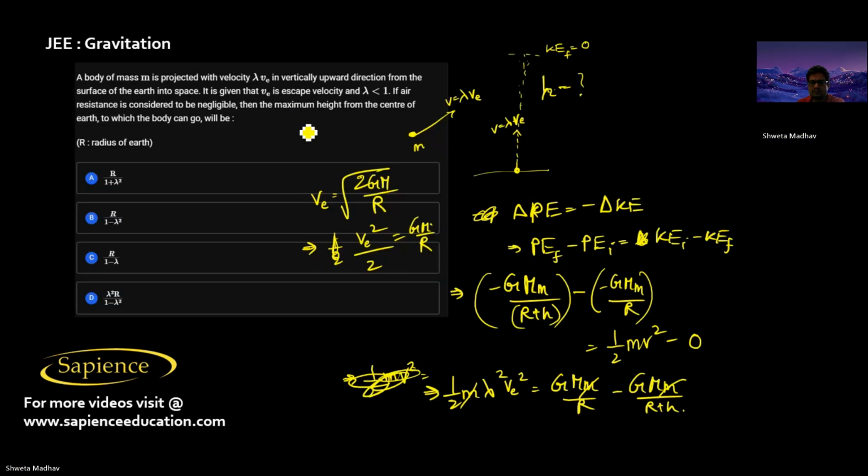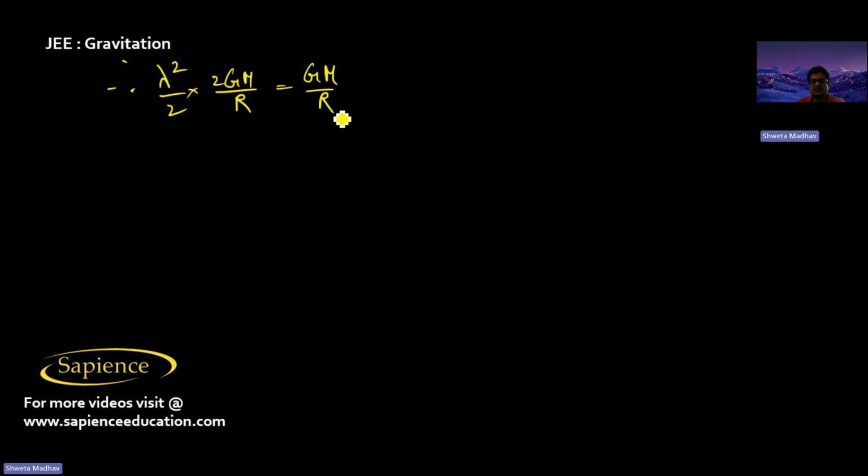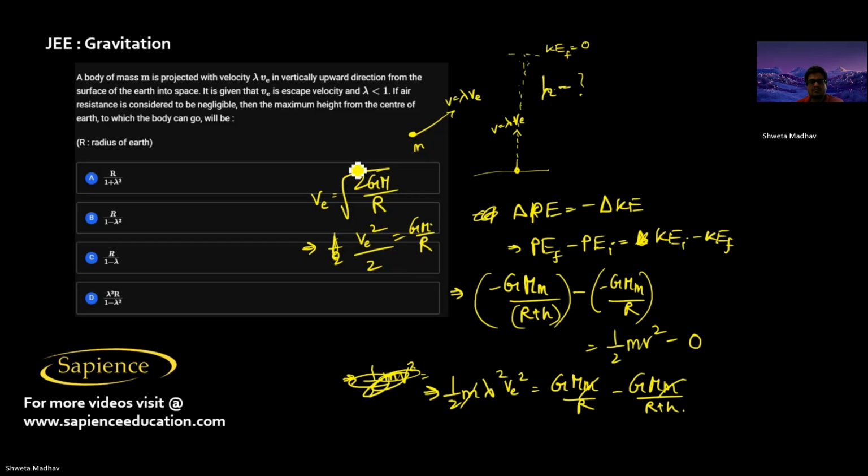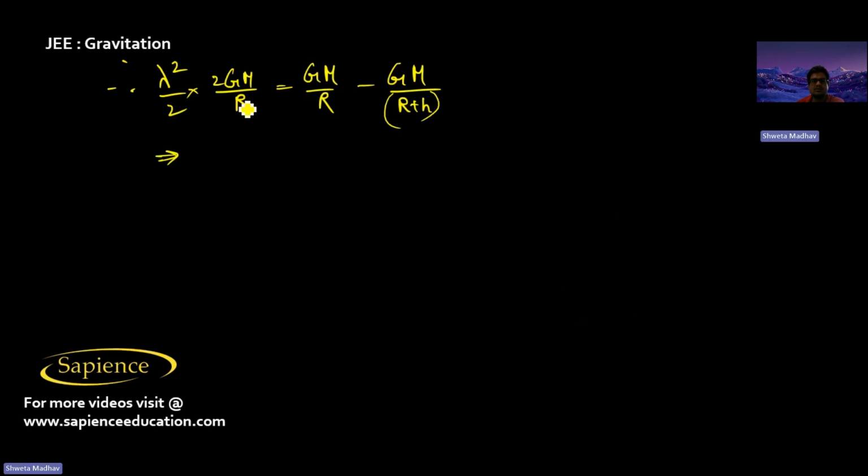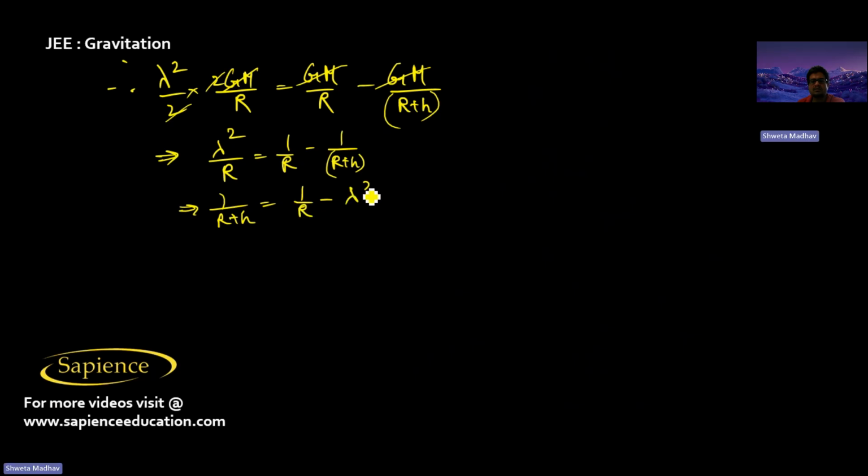So therefore I can say that lambda square by 2 into e square, that is 2GM by r, that is equal to GM by r minus GM by r plus h. Therefore GM I can cancel out, and the 2 I can cancel. So this will be lambda square by r equal to 1 by r minus 1 by r plus h. So I can say 1 by r plus h, that is equal to 1 by r minus lambda square by r.